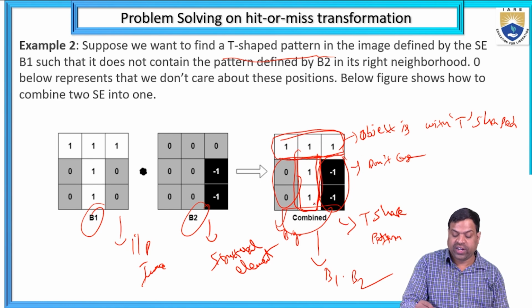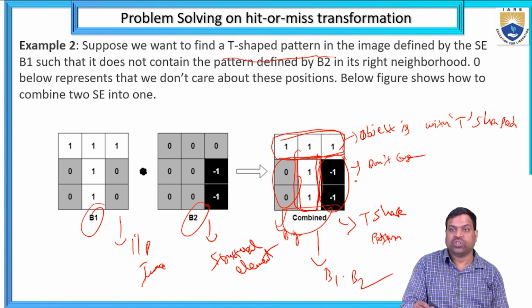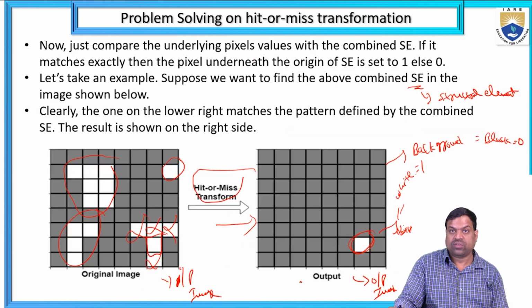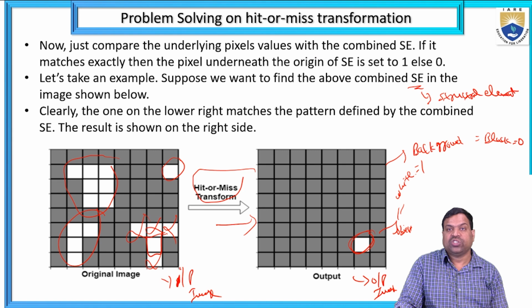So when we have to highlight, we take 1. When we don't want to highlight, I'm taking 0. When it is don't care, meaning I don't want those objects and want to remove those things, I'm taking -1. So B1 and B2 are combined into this one, B1 with B2. Okay, it is the final output. And now just compare the underlying pixel values with the combined structuring element. If it matches exactly, then the pixel underneath the origin of the structuring element is 1, else 0.